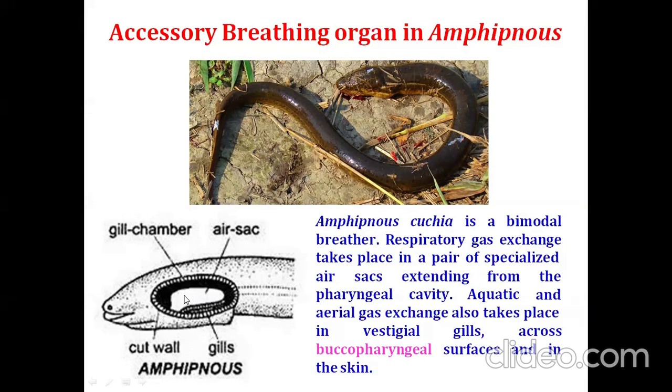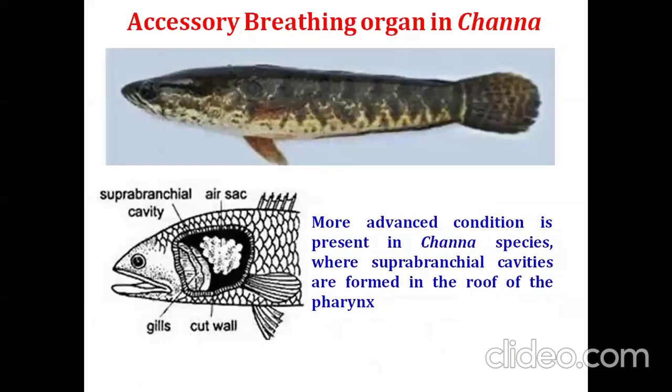Aquatic and aerial gas exchange also takes place in vestigial gills. So gills are not in a very active state, and we call that vestigial. Gas exchange also takes place across the buccopharyngeal surfaces and in the skin. And this is the Chenna species, already we have discussed. This image shows the clear structure of the suprabranchial cavity, air sac, gills, cut wall, everything.